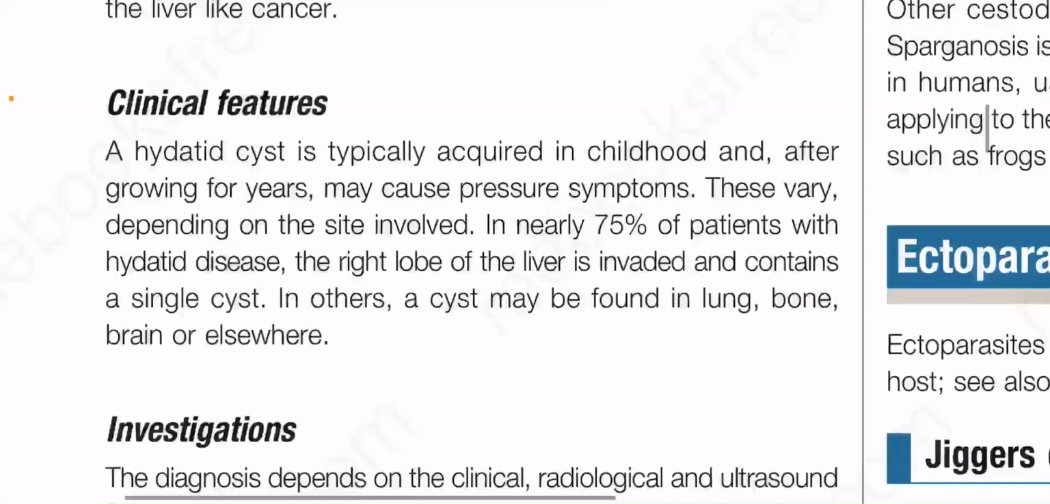Now the clinical features. A hydatid cyst is typically acquired in childhood and after growing for years may cause pressure symptoms. These vary depending on the site involved. In nearly 75% of patients with hydatid disease, the right lobe of the liver is invaded and contains a single cyst. In others, a cyst may be found in lung, bone, brain, or elsewhere.